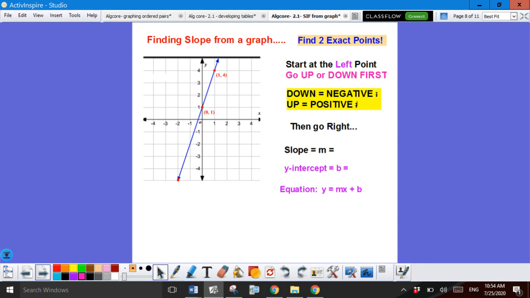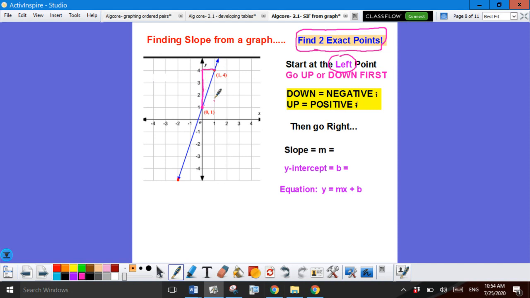All right, so when we are finding slope from a graph, we have to have 2 exact points. Okay, 2 exact points. So we're going to find 2 points, and we're going to go to the leftmost point, and we're going to go up or down to make a triangle. So I see there's a point here and a point here. I'm going to go up and to the right.